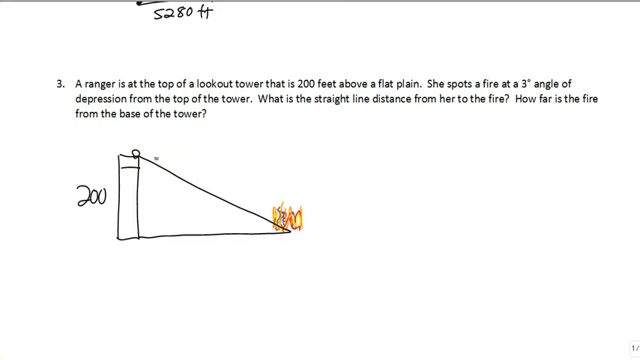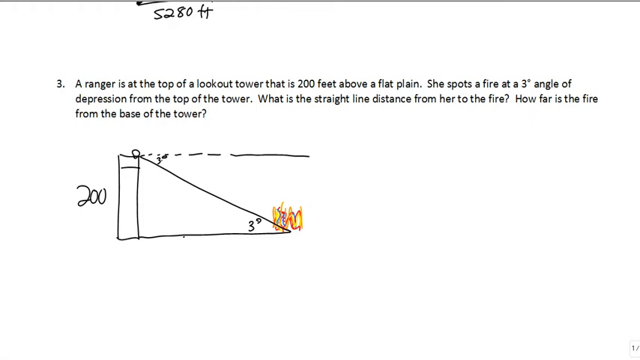And they say that it's 200 feet above the plane. Spots fire at an angle of depression. Remember, angles of depression and angles of elevation are always measured from the horizontal. So this is 3 degrees, not the angle here. And if this is 3 degrees, and these are parallel lines, the angle of depression actually ends up being the same thing as the angle of elevation. So we're going to put the 3 there. Again, the 3 does not go from the vertical. Depression and elevation are the same thing. It just depends on if you're looking down or up.